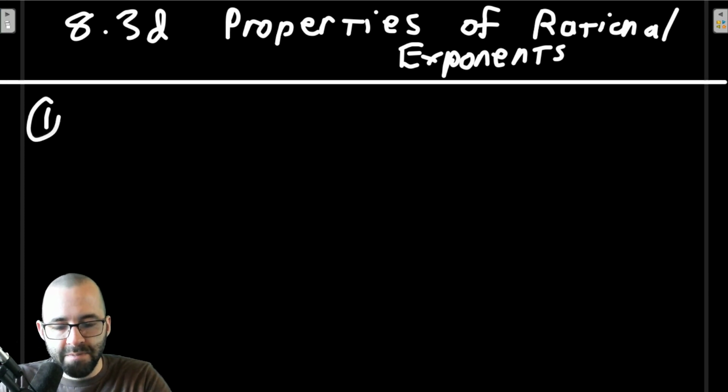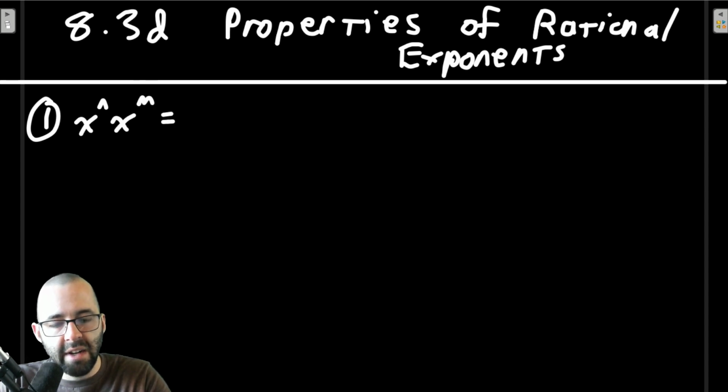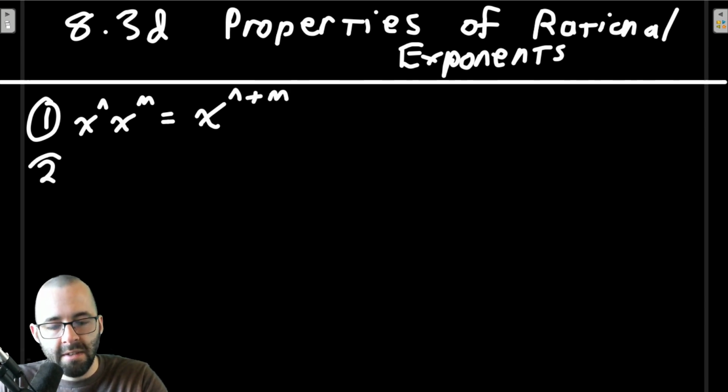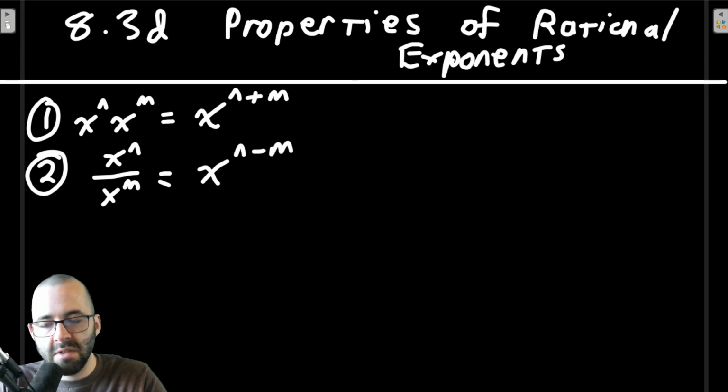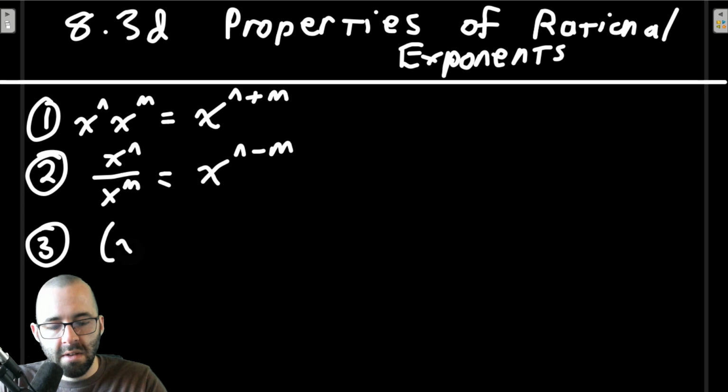All right, so this should be a review. We talked about most of this on Friday when we did 8.2 stuff. But if I have two things with the same base, we can just combine them by adding the exponents together. Similarly, if we have the division of two things with the same base, we can just subtract those exponents. We have an exponent with an exponent outside. We'll multiply them.